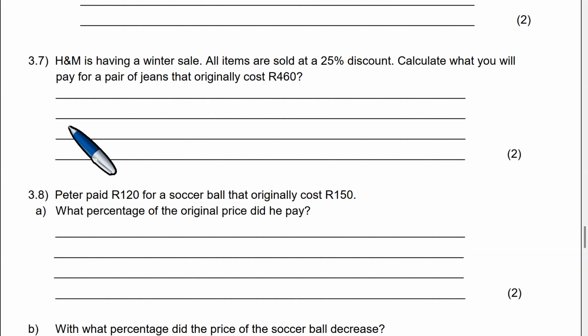How did you get it? So I did 25 over 100 times 460. That is the discount. Wait, is it? It's 460 minus the discount. Because if you want to buy something for 100 rand and somebody gives you a 20 rand discount, how much do you pay? You pay 80. So how much will you pay here? The discount is 25%, but it doesn't mean you're going to pay 25%. You pay the difference. So we pay 345 rand. Let's check.